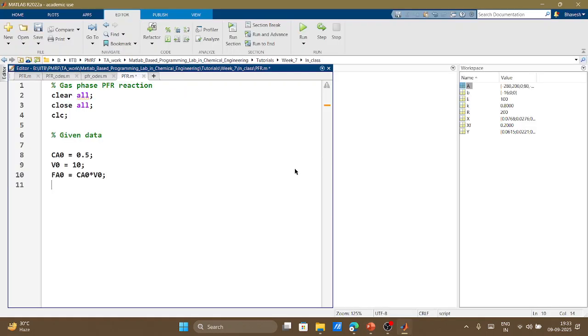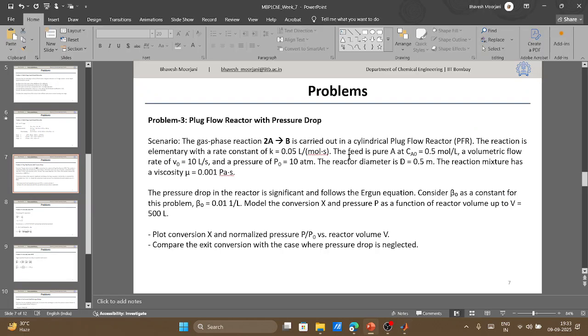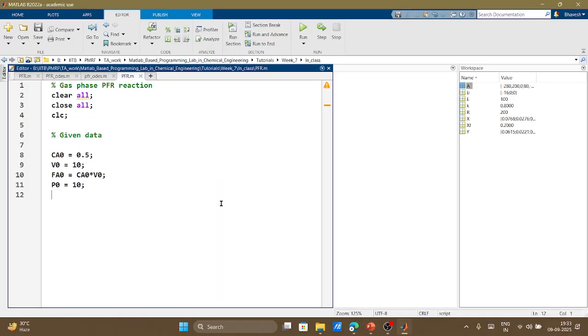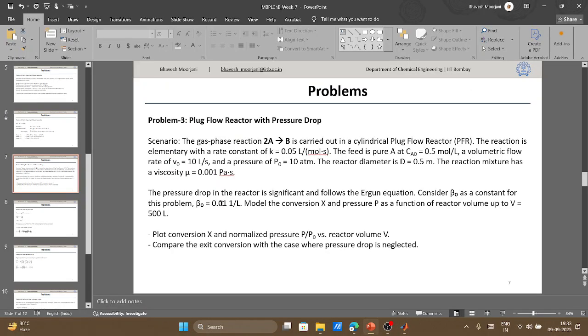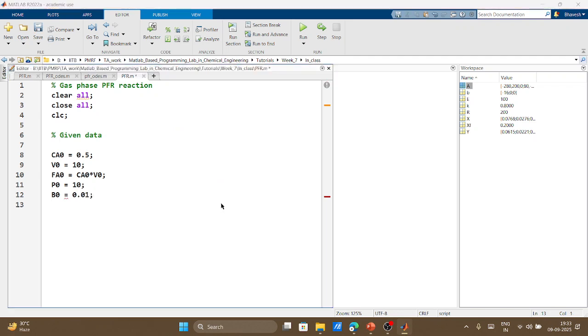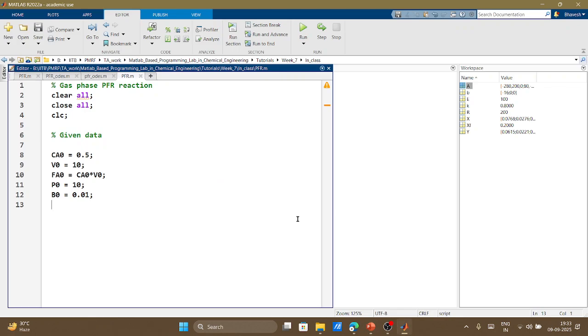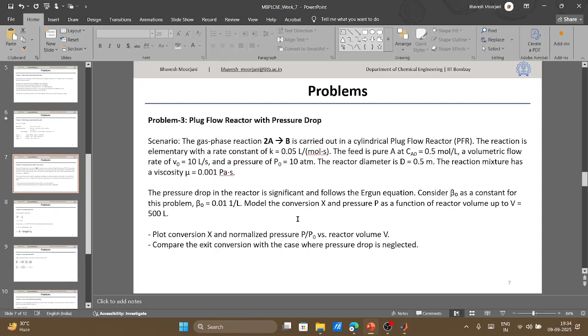Your P naught is given. P naught is 10. Then diameter is not needed, viscosity as of now not needed. Beta naught I need. Beta naught is given as 0.01. Volume V. So we have to go to V max is equal to 500. So my V span will become, I will start from 0 to 500. Okay, so this is my V span.